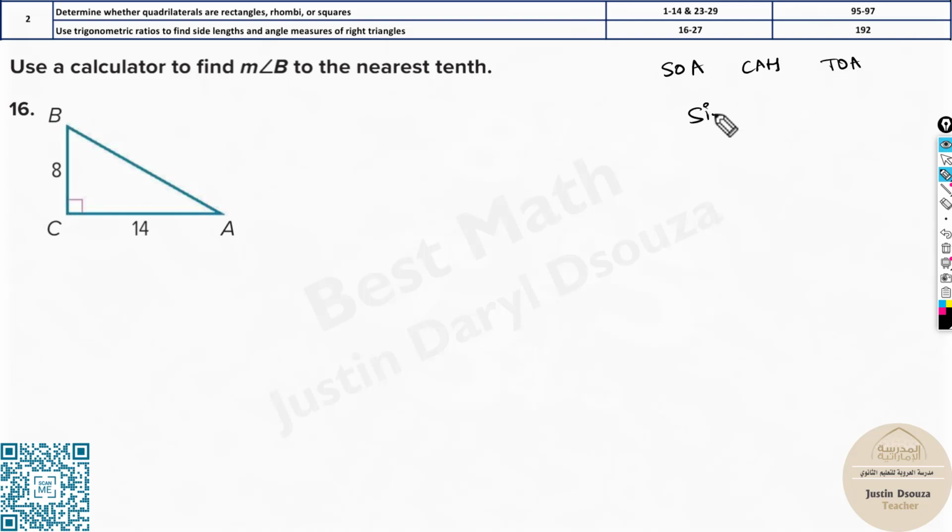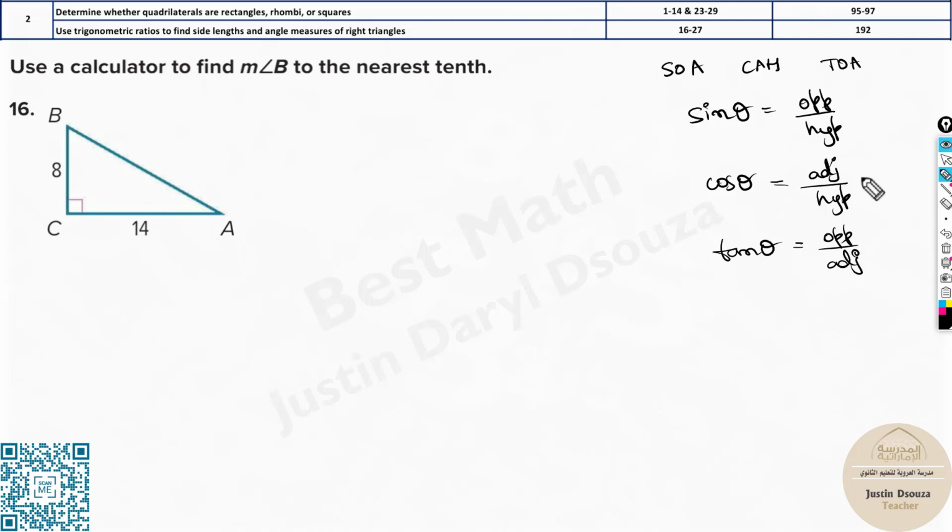Or you can just remember that sine theta has to do with opposite by hypotenuse, whereas cosine theta is equal to adjacent by hypotenuse. And lastly, tan theta is opposite by adjacent. So these are the three formulas, very important.